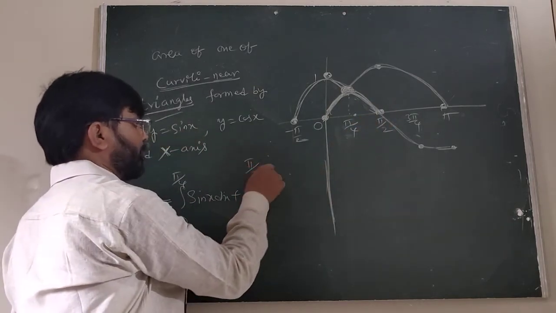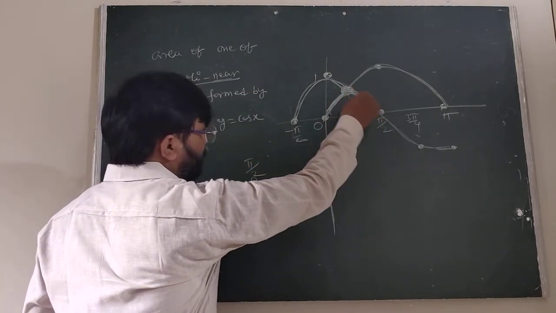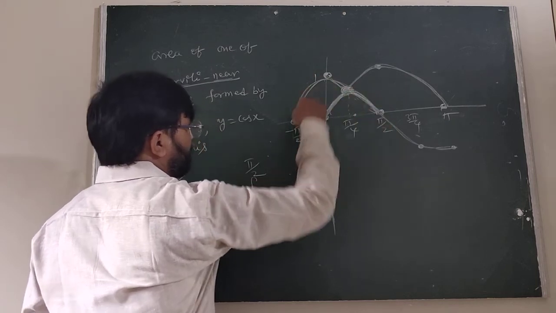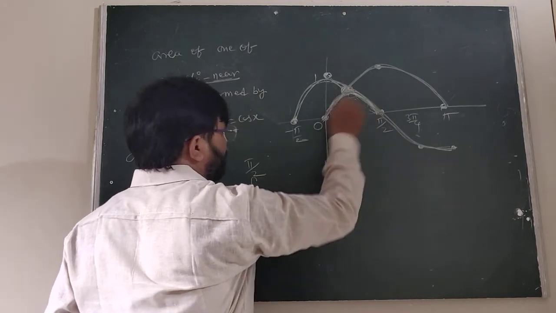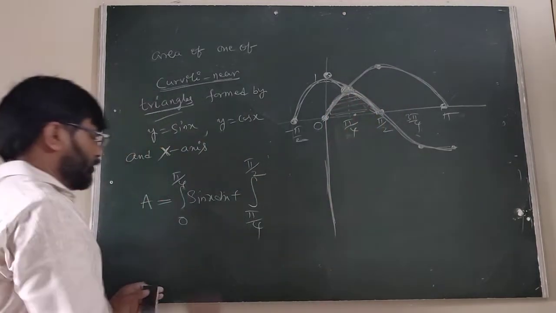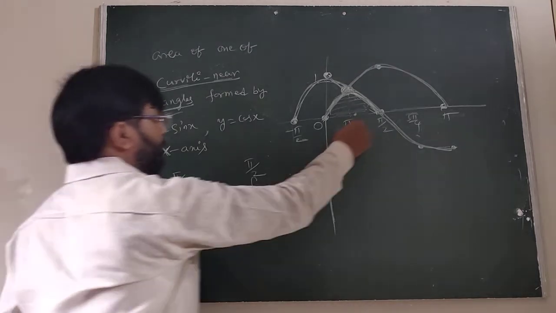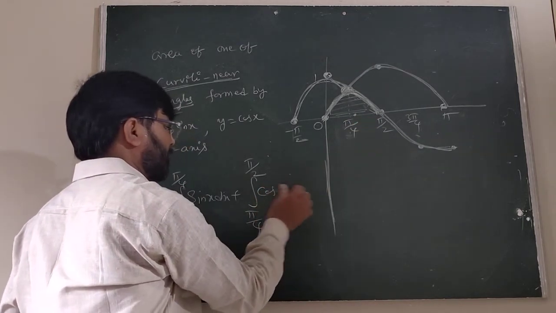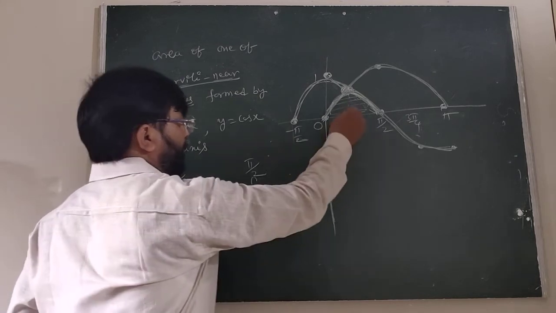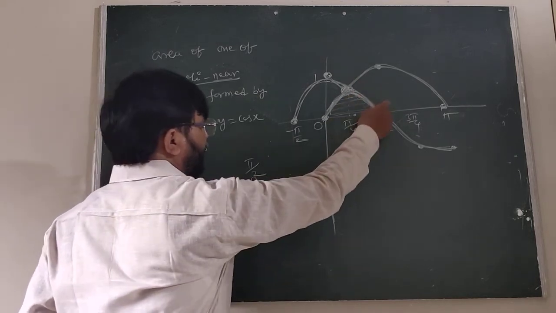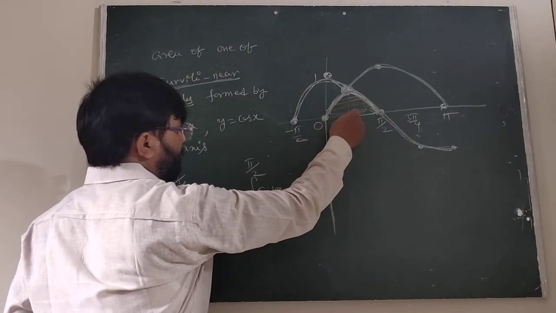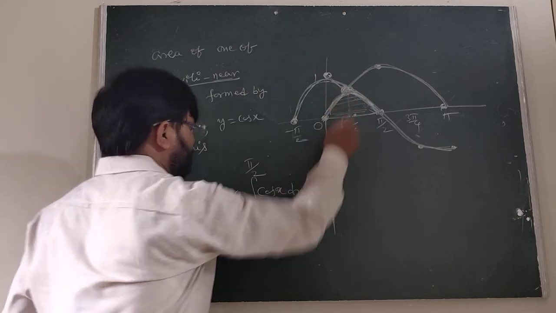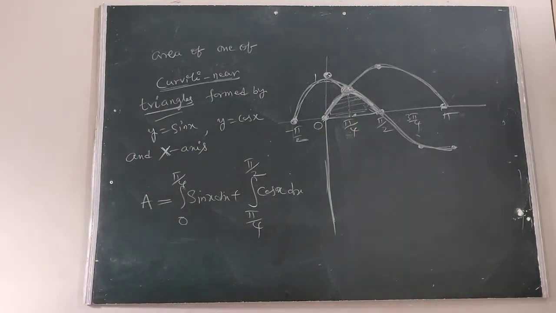After that pi by 4 to pi by 2, the curve is cos x. This is the graph of cos x, this is sin x. So we have to find this region's area. Therefore 0 to pi by 4 is sin x, and pi by 4 to pi by 2 is cos x. Here this is 0, this is the pi by 4 line, here this is the curve, and this is the x-axis.